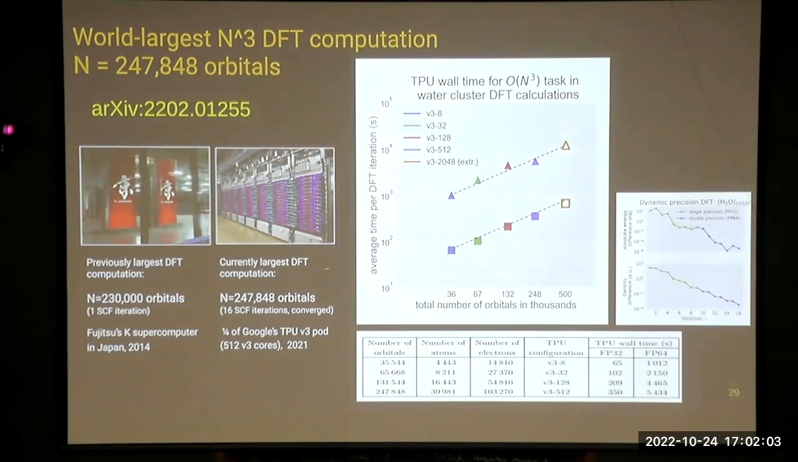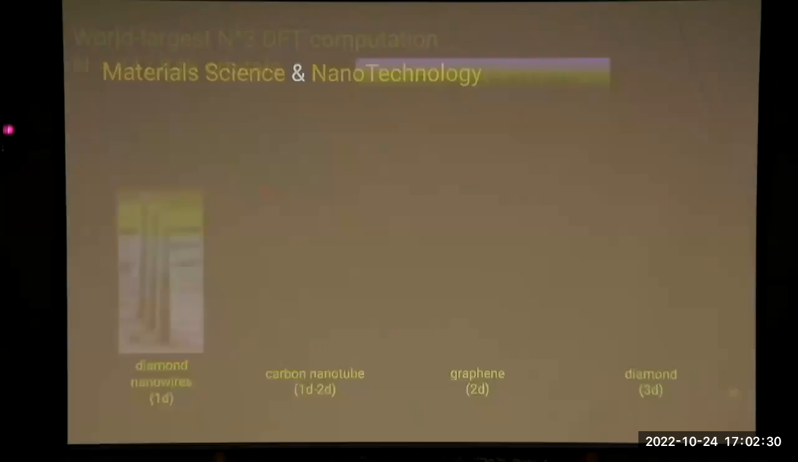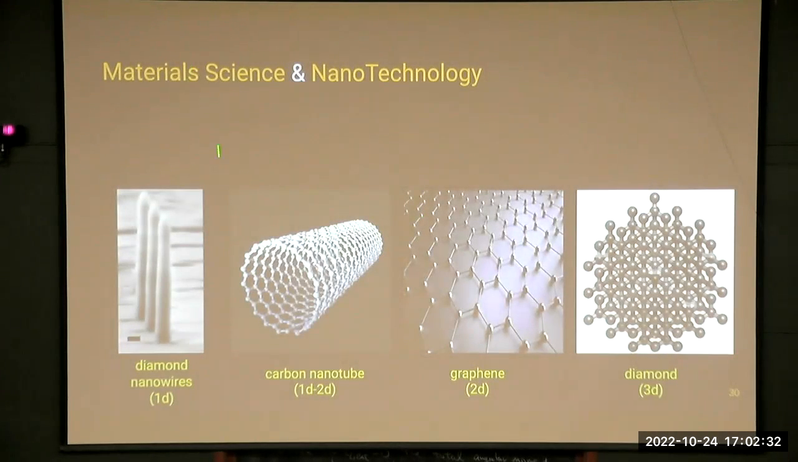And the net result is that we managed to have the largest DFT calculation ever performed with 250,000 orbitals. And we actually only used a quarter of the full pod. So we did not even use a full pod. Okay, we used just a quarter, 112 cores. We could have gone bigger, but as I said, our effort got canceled that week, so we couldn't go bigger in the end.